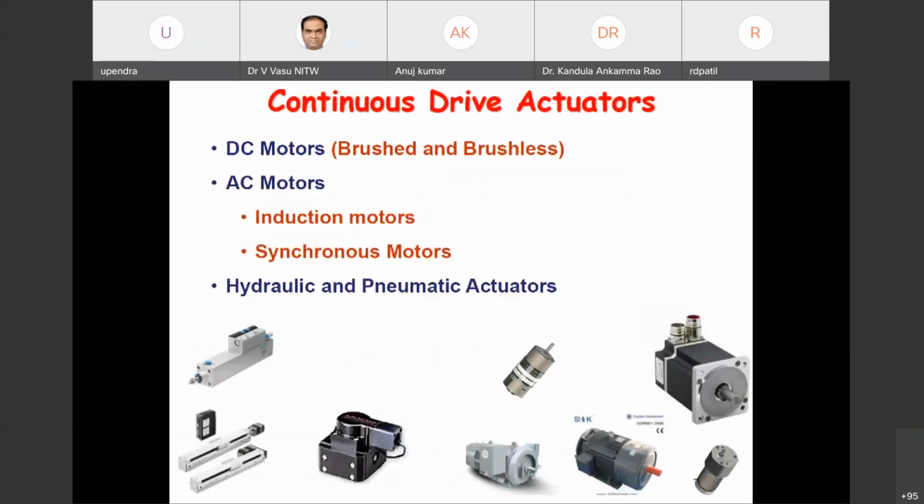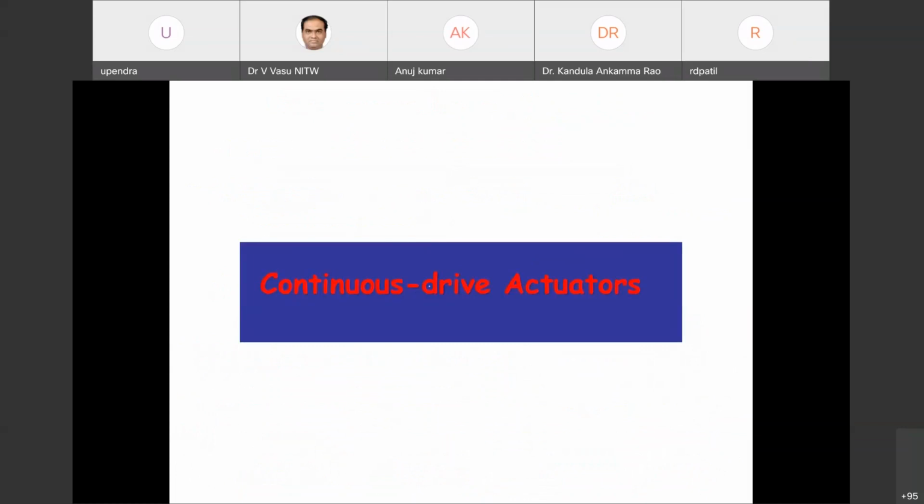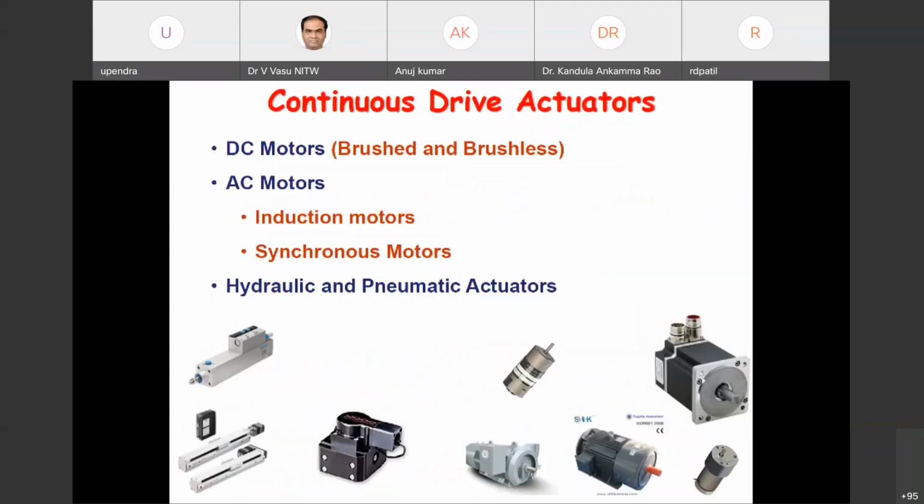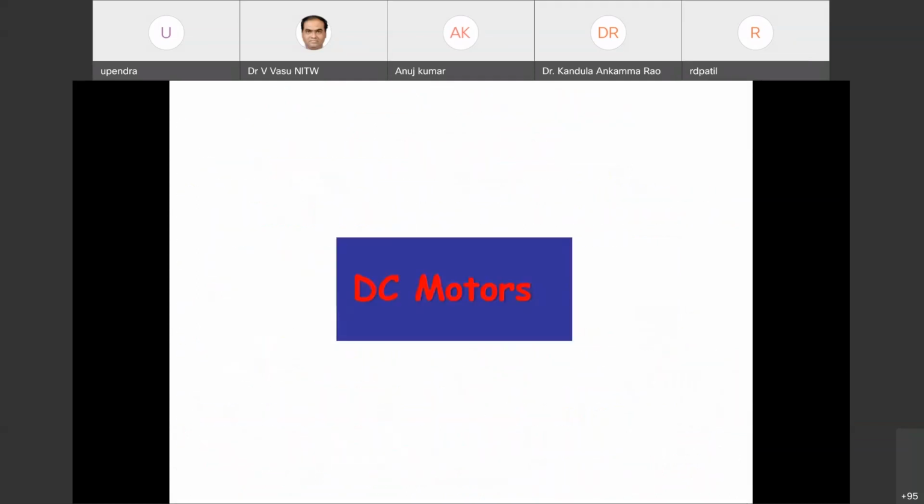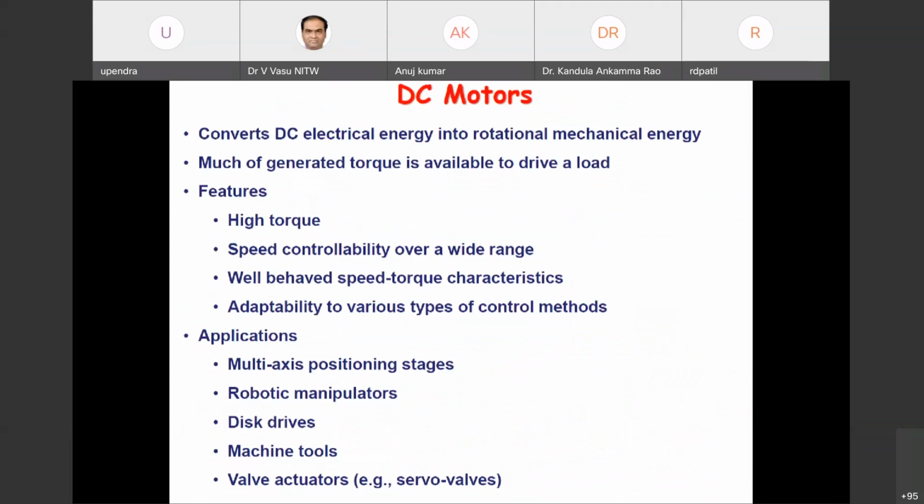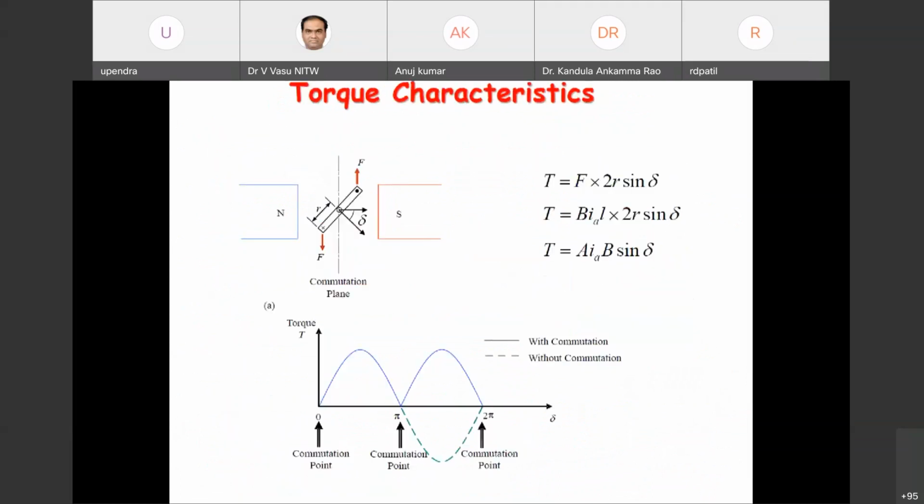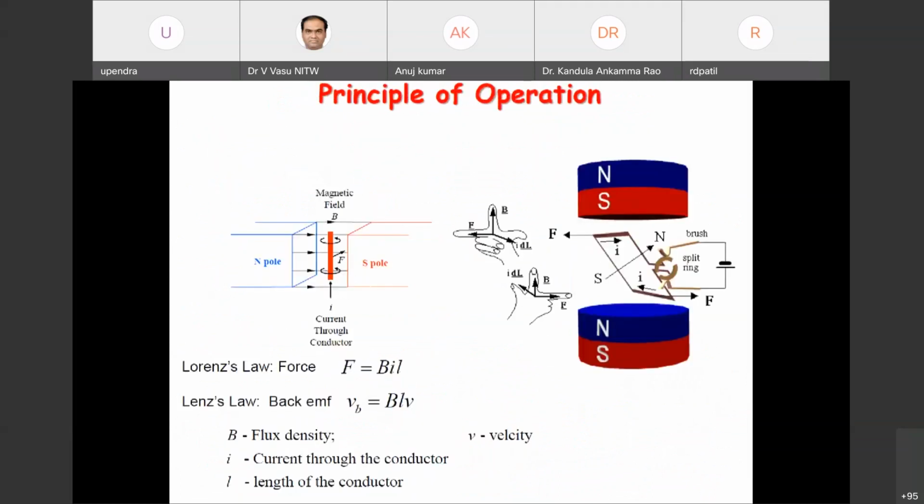Coming to the continuous drive actuators, we have DC motors and AC motors, with brushed and brushless types, and hydraulic and pneumatic actuators. As you know, this is the working principle of DC motors, but I will skip this one.